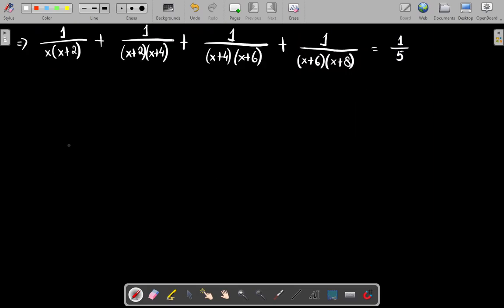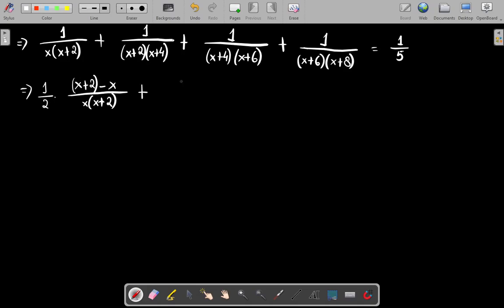Okay, so what happens if we try to resolve it into partial fractions? What if we write it as x plus 2 minus x upon x times x plus 2? If we write it like this in the numerator, we see 2 will be left, whereas it was 1 here. So in order to keep it as it is, we have to multiply it with half. The 2 in the numerator would get cancelled with this half. Okay, so this is the first term.